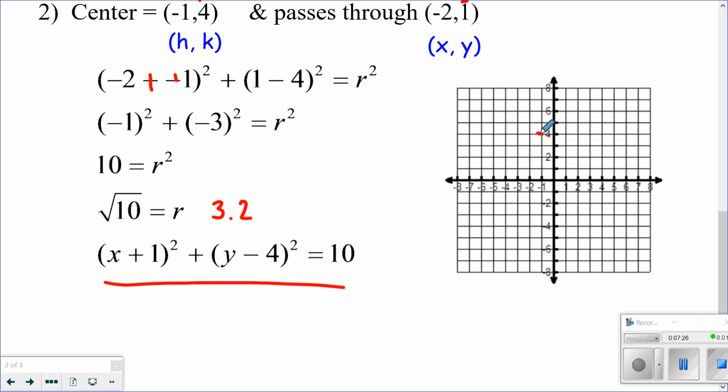Now, another easy thing to do is to plot the point they gave me. So if I go -2, 1, that's a point that they've given me. So if I go 3.2 in every direction, 1, 2, 3.2, it's roughly in this area. 1, 2, 3.2 is about here. 1, 2, 3.2, again. My pen's not very good today. 1, 2, 3. So we're looking at about, circle right there.